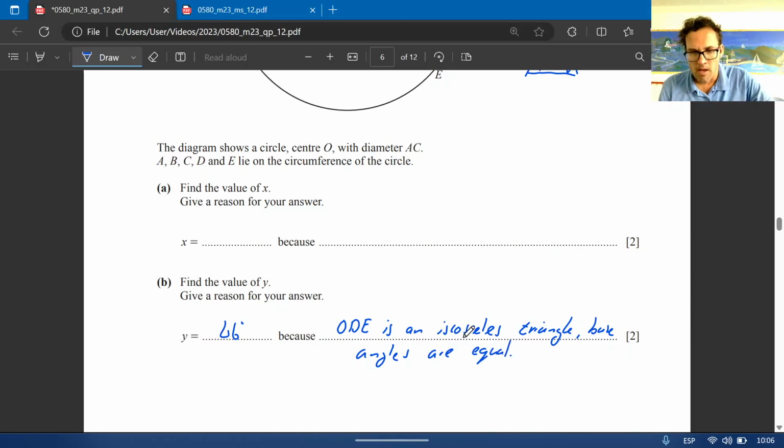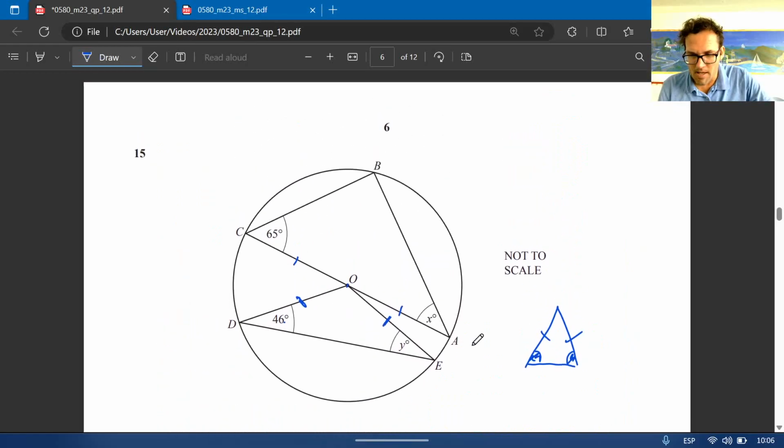Let's do x. Alright, so x is there in a triangle. What do you know about triangles? You know angles in a triangle add up to 180 degrees. But we don't have this angle there. Or do we? Do we have it? Yes, we do.